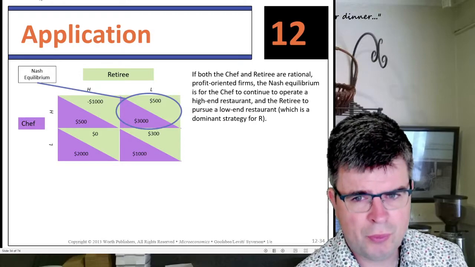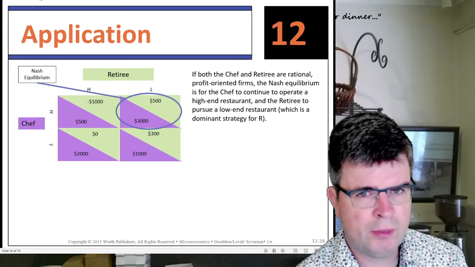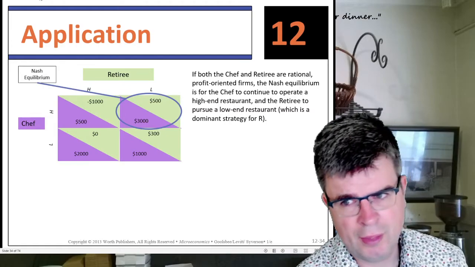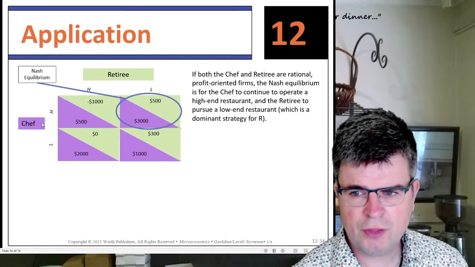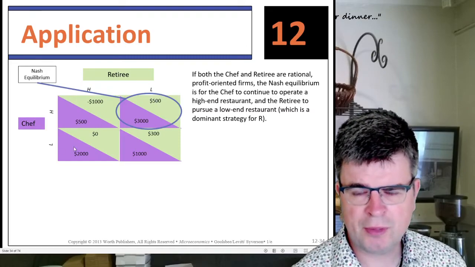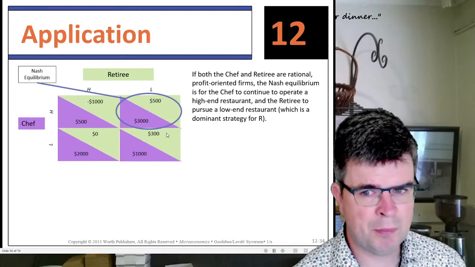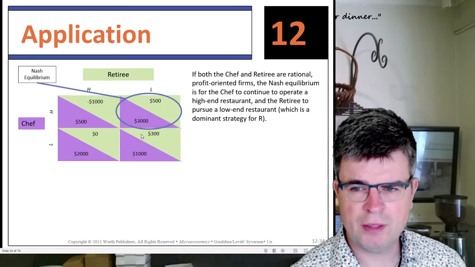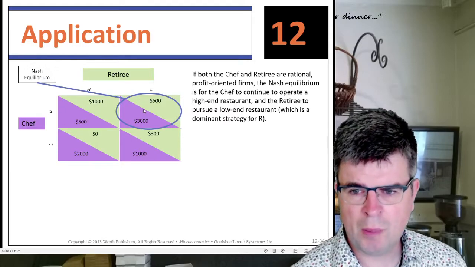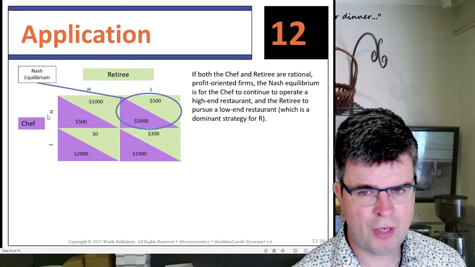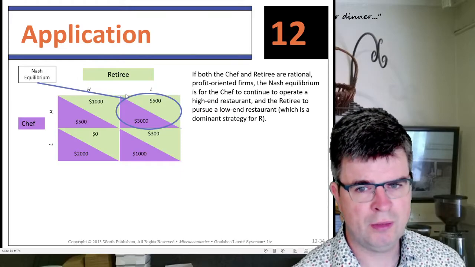And if both are rational, profit-oriented firms, then we have one unique Nash equilibrium, and that is that the chef will operate at the high end and the retired person will operate at the low end. Because given that the chef operates at the high end, it's optimal for the retired person to operate at the low end. Given that the chef operates at the low end, it's also optimal for the retired person to operate at the low end. So operating at the low end is a dominant strategy for the retired person. But given that the retired person operates at the low end always, it's optimal for the chef to operate at the high end because 3000 is more than 1000. So chef high, retired person low is the unique Nash equilibrium.